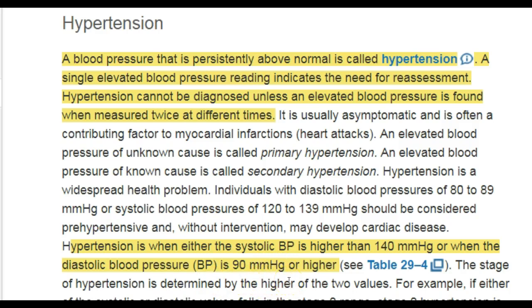Diastolic, sometimes you guys are really hard to get down. So when we see a patient with diastolic 90 to 110, we need to really do some education and see how we as nurses can educate to help get that blood pressure down.